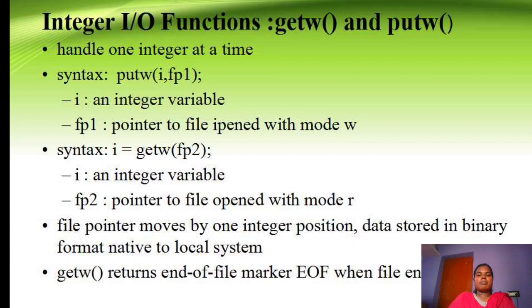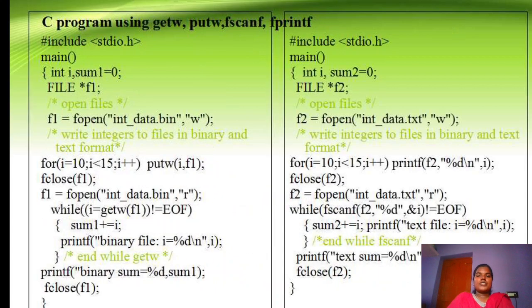The file pointer moves by one integer position, data is stored in binary format native to the local system, and getw returns EOF when the end of the file is reached. So next, let us see some example programs using getw, putw, fscanf and fprintf.